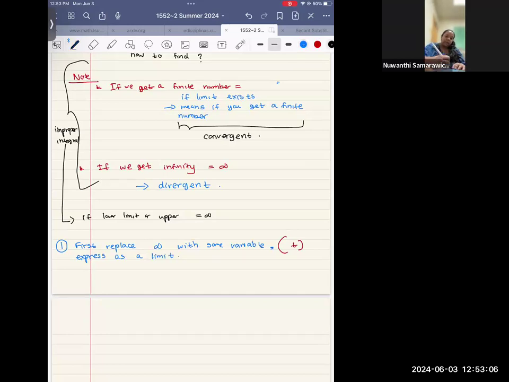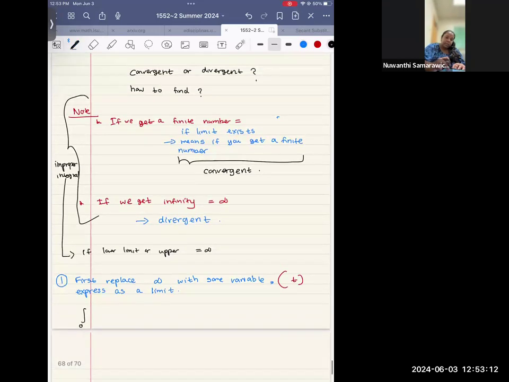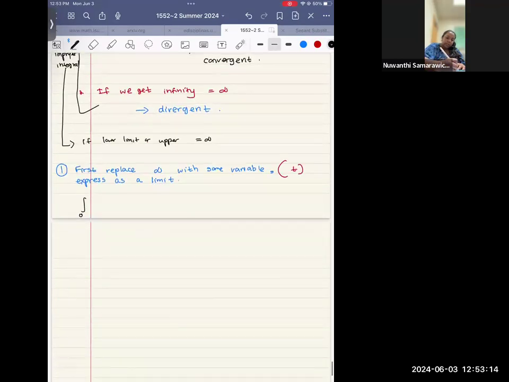So this means if I write it, let's say you have to find the integral from 0 to infinity of 1 over x dx. But now I'm going to replace infinity by t, and I'm going to write this as a limit as t goes to infinity, whichever variable you use. Here t goes to infinity, and the other parts are the same, 1 over x dx.